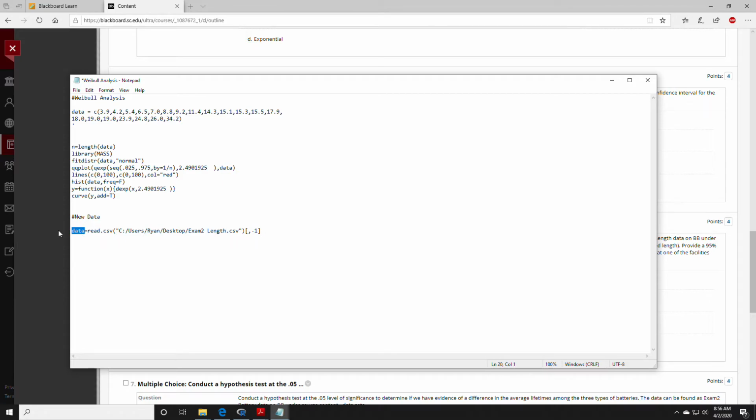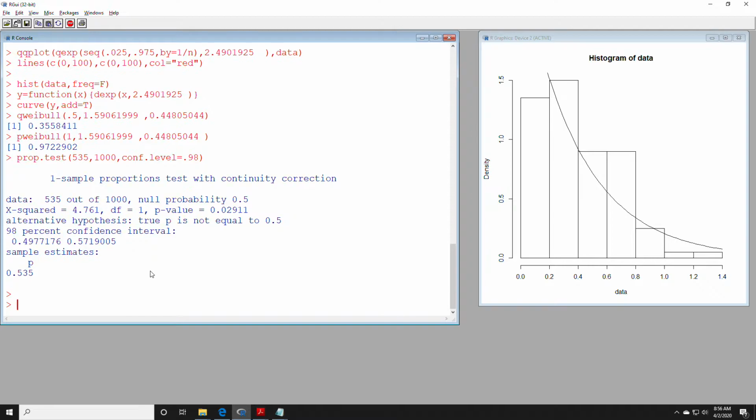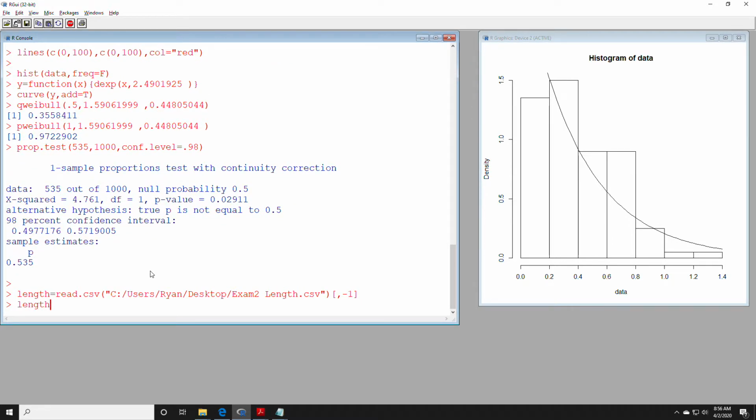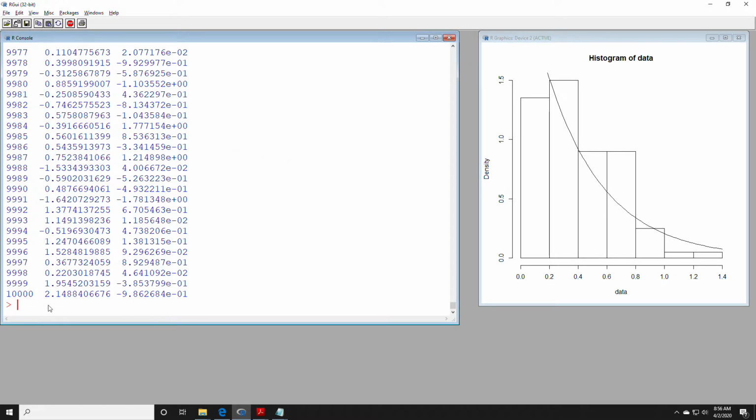We're not doing Weibull analysis anymore, so I'm going to go ahead and actually label this, because in general it's a bad idea to just call your data sets data, because then you don't even know what you're talking about. So we can see we have 10,000 observations from facility 1 and facility 2.